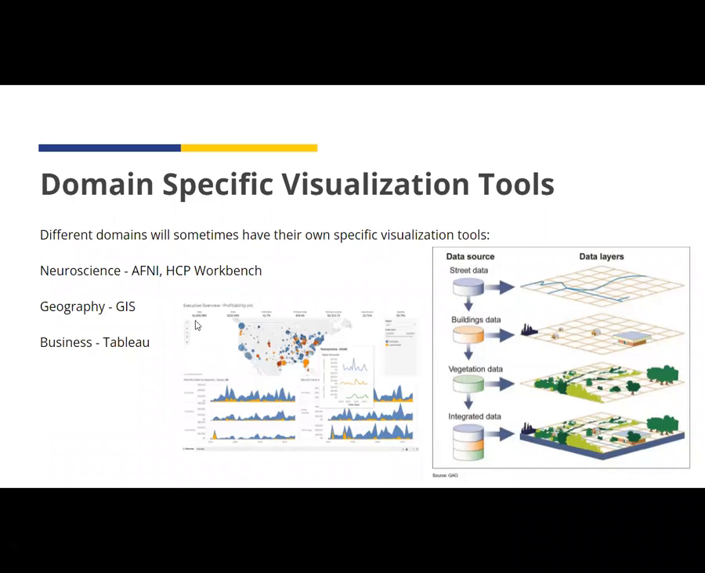For geography, there's something called GIS, which is great for visualizing landscapes and spatial data. And this is something you'll probably see if you're going into business or anything on a corporate level. In terms of data, you might be using something called Tableau, which you can see a little bit of right here as well.